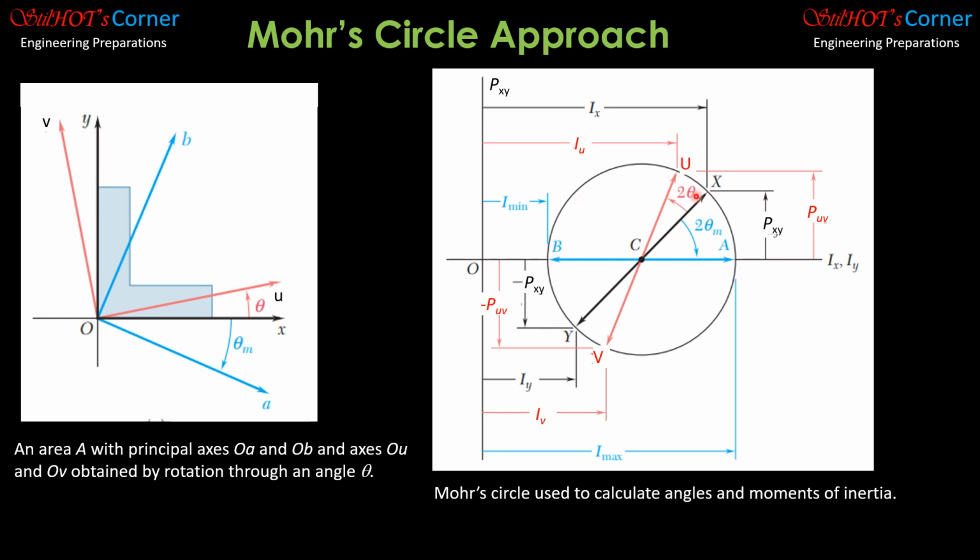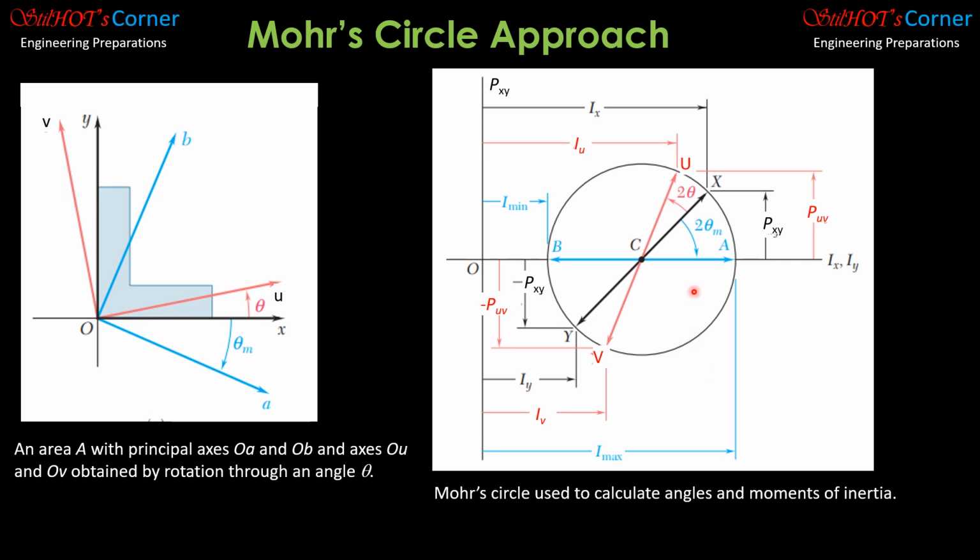And the circle should not cross to the left of this axis for the product of inertia, because moment of inertia is always positive. It's only the product of inertia that can be negative.